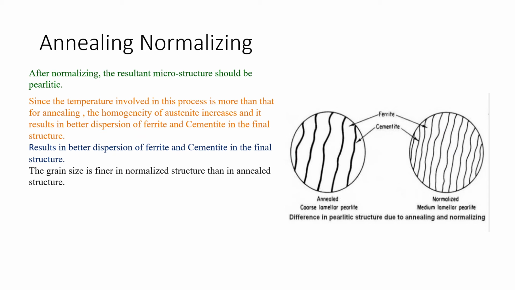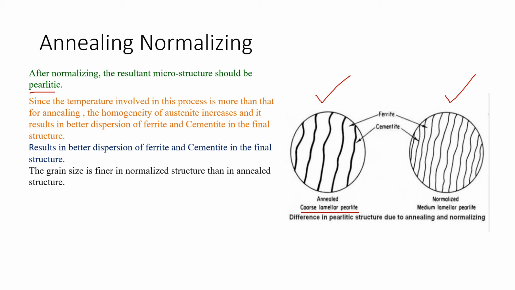The comparison of normalizing and annealing. After normalizing, the resultant microstructure should be pearlitic. This is the comparison of microstructure between the annealed and normalized. Both are lamellar structures, continuous layers of ferrite and cementite, but the microstructure in normalized steel is medium lamellar pearlite, while for annealed the microstructure is coarse lamellar pearlite.